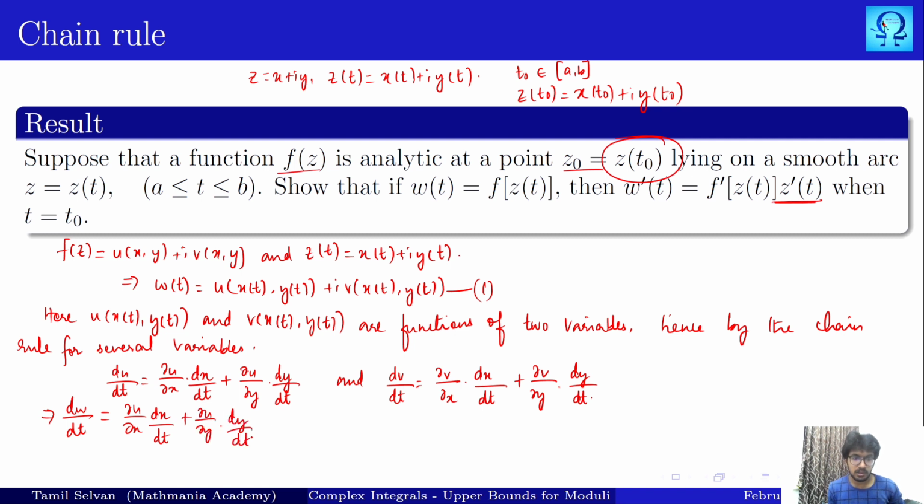Dy upon dt plus iota times del v upon del x dx upon dt plus again iota times del v upon del y dy upon dt. We can make use of the CR equations, and we'll have to do some calculations, right? So from which what can we write? We must, as we did.